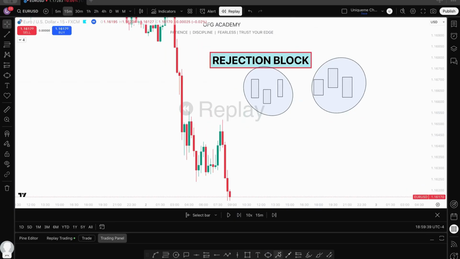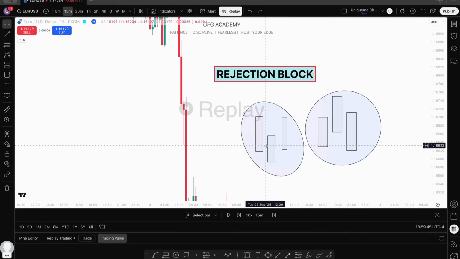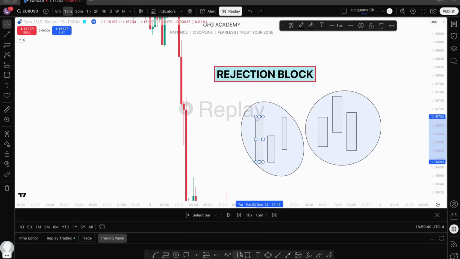Now, how do you know a rejection block? A rejection block is when two of the candles, let me not draw again, I can use that one as an example. When two of these candle bodies are equal to each other with a wick.